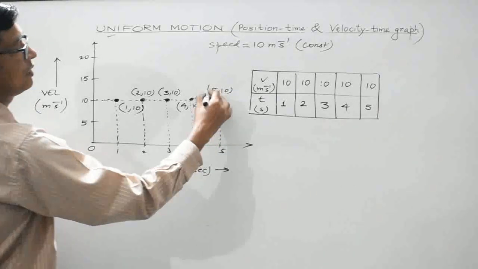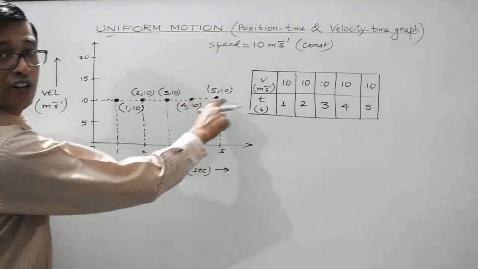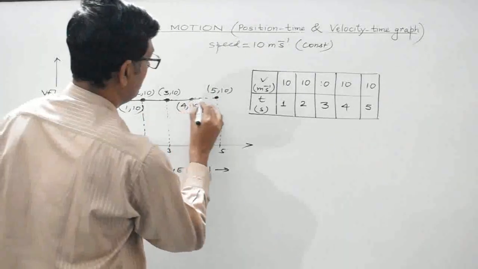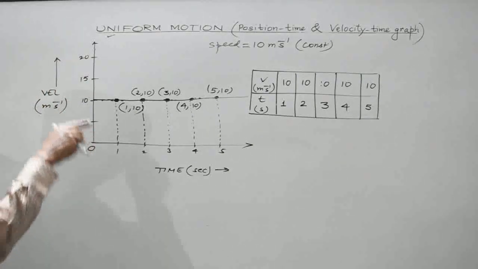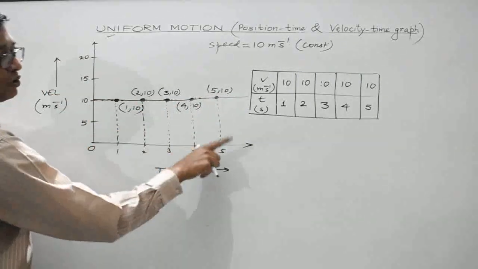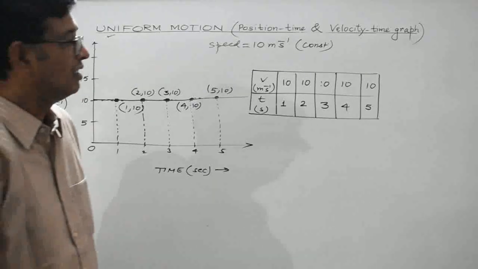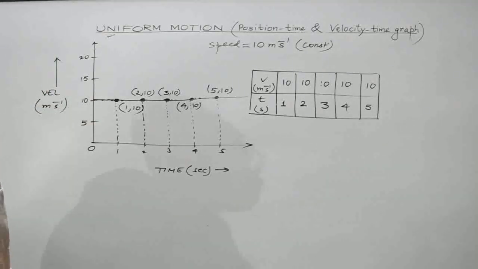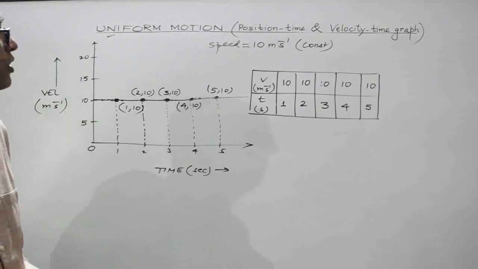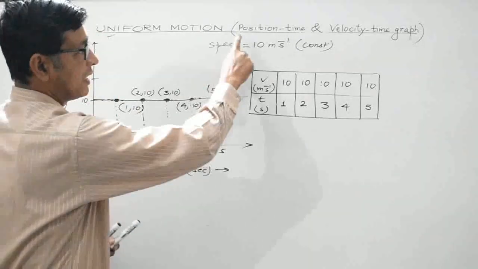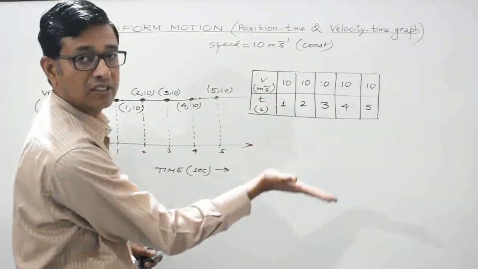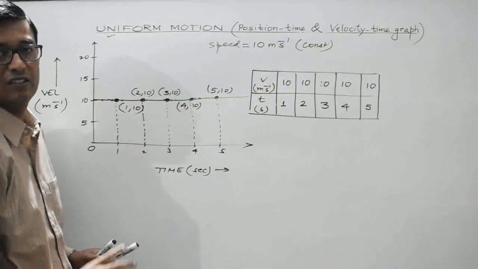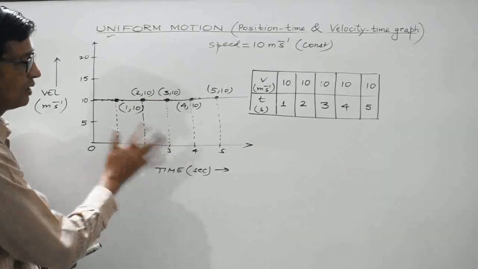So if we join these points, we will obviously get a straight line parallel to the time axis. This straight line parallel to the time axis indicates that the speed of the body is constant during uniform motion. So that's the conclusion. The position time graph is a straight line inclined to the time axis. The velocity time graph is a straight line parallel to the time axis, right?